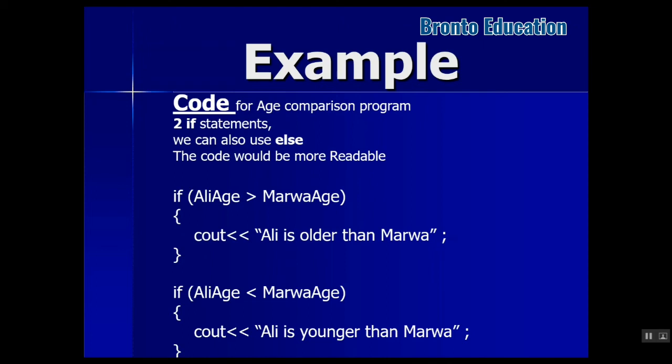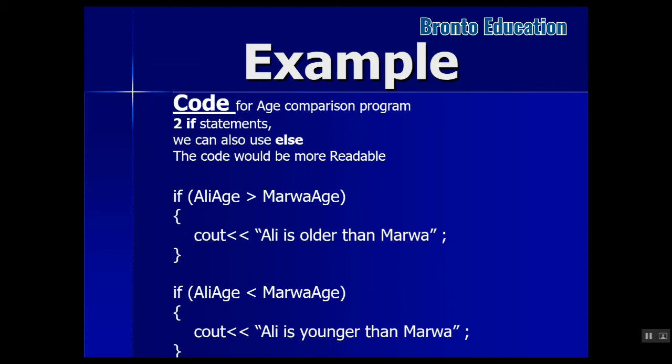First, it will go to the first condition, Ali is greater than Marwa. So "Ali is older than Marwa" will be processed, and when this is processed, it will go to the next condition, and again it will check this one to see if it is correct. So it will process the statement. If it is incorrect, it will go to the next statement. So if we use else, then if the first condition was false, it will go to the next statement, which is the else part.